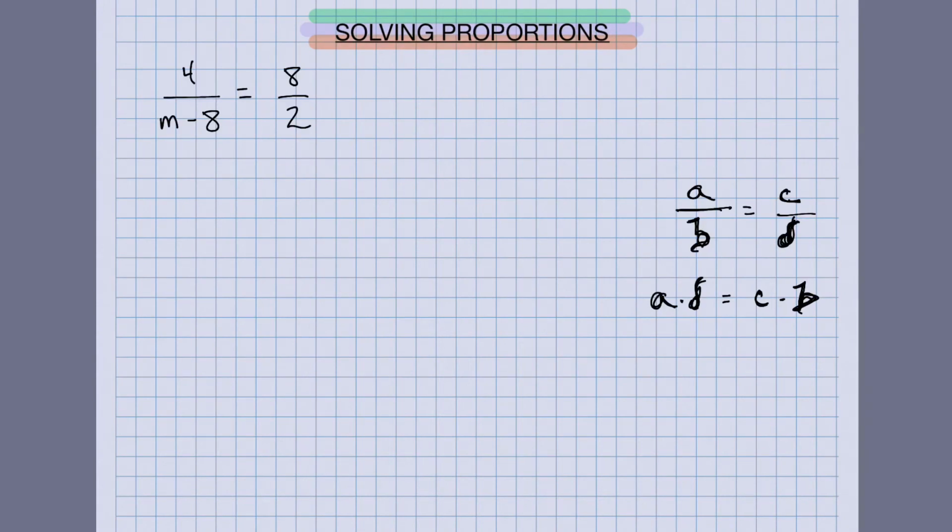Alright, next problem. Once again, we're just doing this across this equal sign. So you want to maybe put these in parentheses. Okay, so on the left, we get 4 times 2 equals 8 times m minus 8. Okay, remember in your algebra rules, if I have something that just says 8 up against parentheses, it means 8 times. You don't always have to write this little times symbol. You could also use parentheses like this.